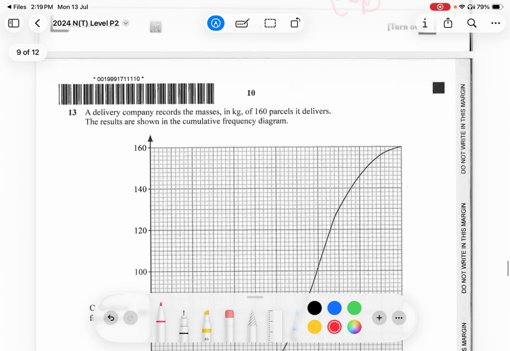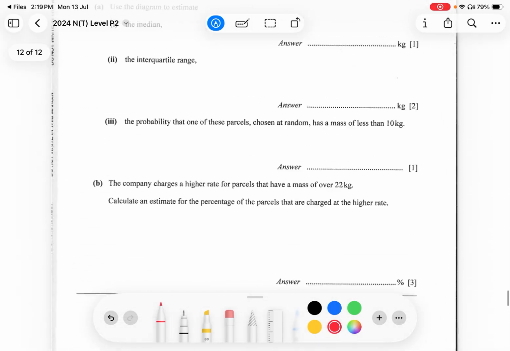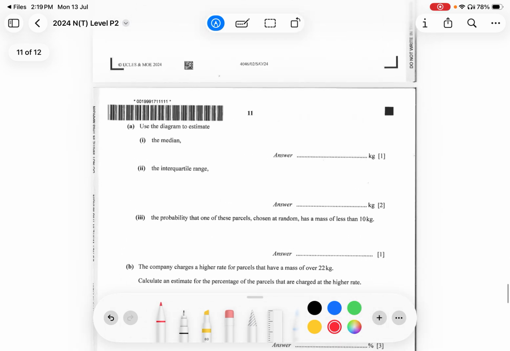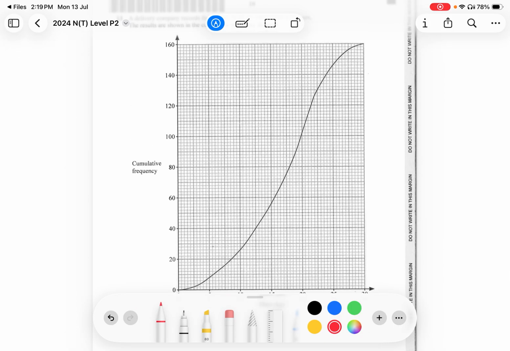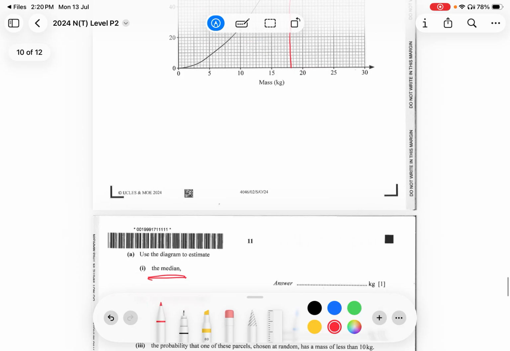Okay, for this part, this is the cumulative frequency table. The last question, look at this one here. You want the median. The first thing you want is the median. The median is at the center of 0 to 160, which is 80. The median is here, from here to here. This is the median, which is 18. The median is 18 kg.